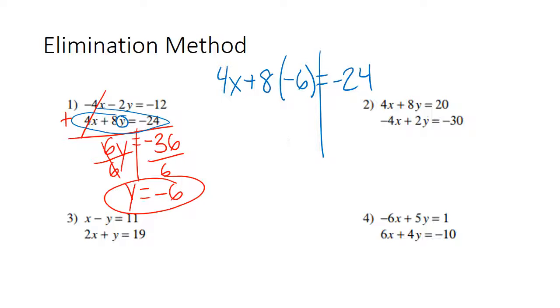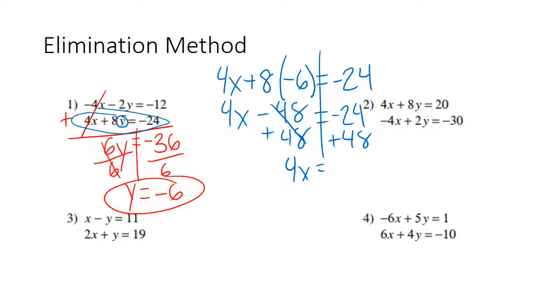Next, simplify and do a two-step equation. So I get 4x, 8 times negative 6 is negative 48, equals negative 24. Add 48 to both sides. 4x equals 24. Divide by 4, and my answer is 6.